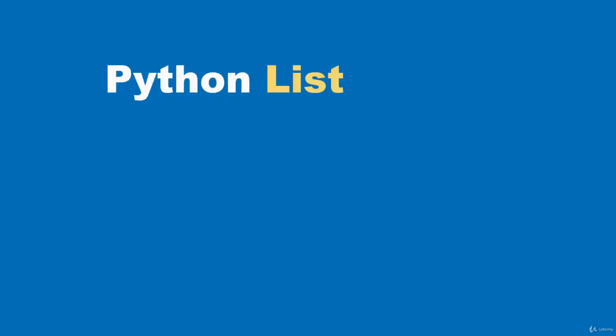Hello and welcome to this video. What is a Python list? A Python list is a collection of data that can be of mixed data types.